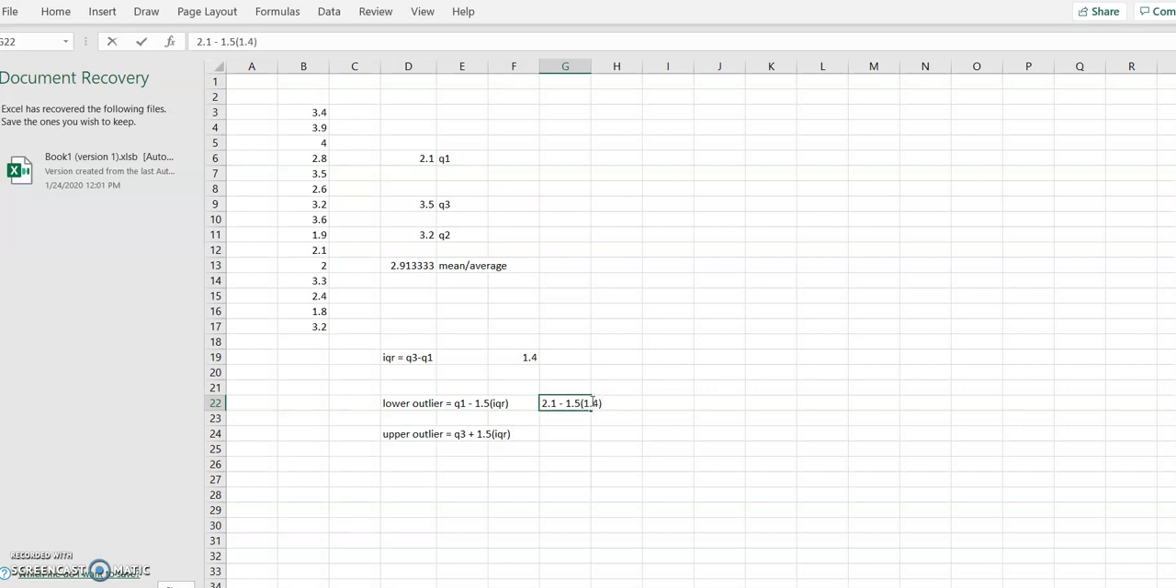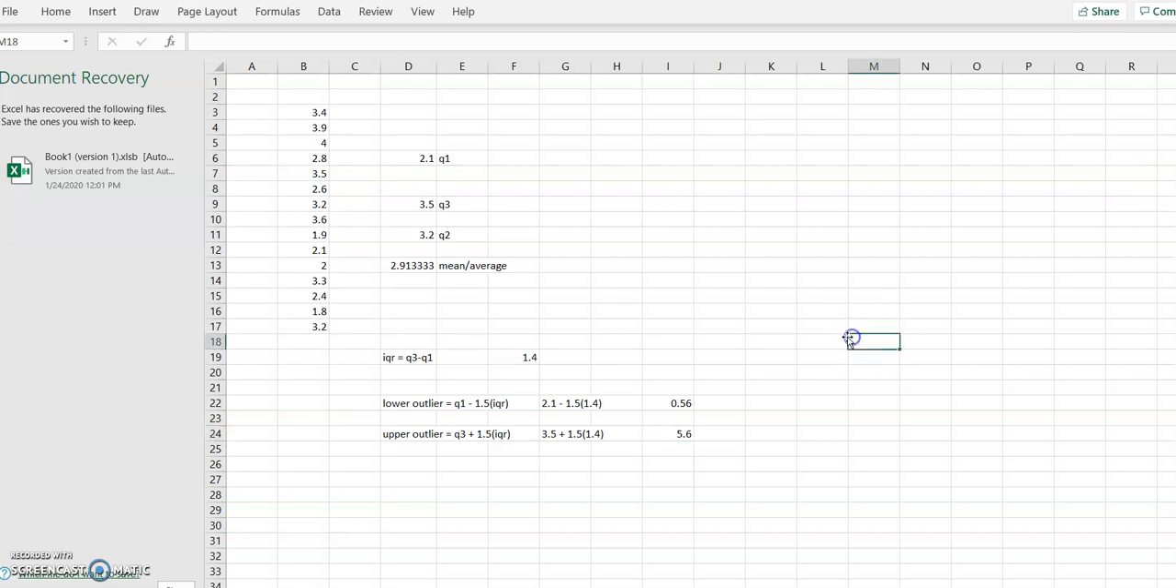If I do that on my calculator, 2.1 minus 1.5 times 1.4 equals 0.56. And the upper outlier is going to be Q3 plus 1.5 times the IQR. So Q3 is 3.5 plus 1.5 times 1.4. The answer on my calculator is 5.6.